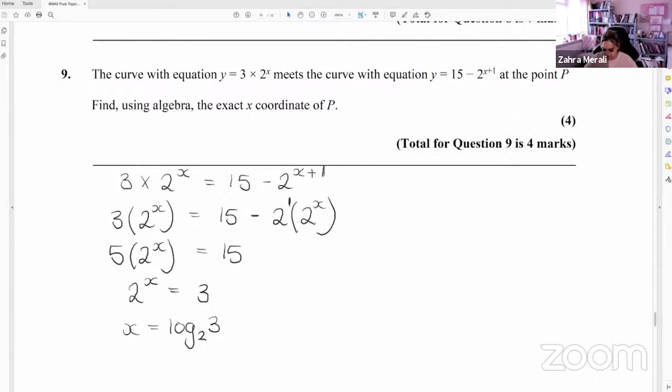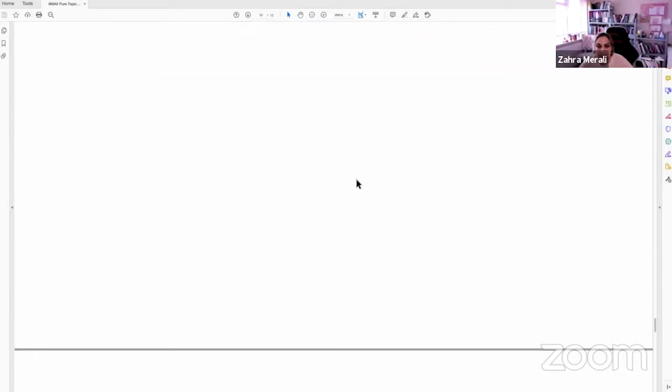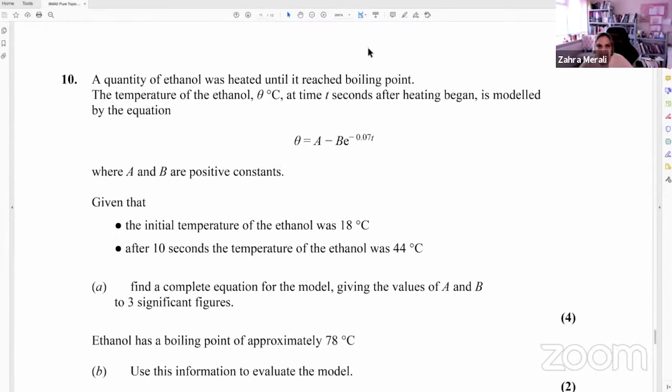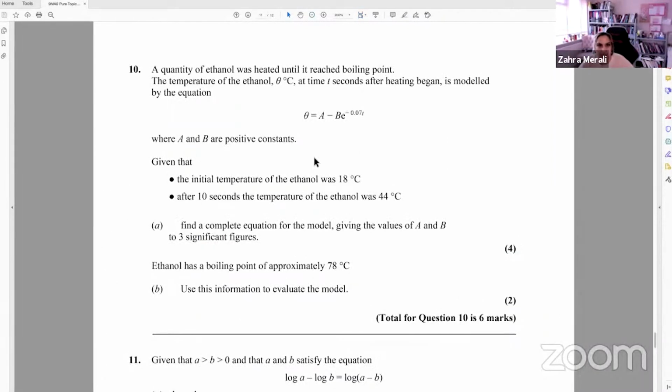Question 10. A quantity of ethanol is heated, and is modeled by the temperature. Given the initial temperature is 18, and after 10 seconds is 44. So initial tells us t is 0. So when t is 0, we know that theta equals 18. And we know when t equals 10, theta equals 44.